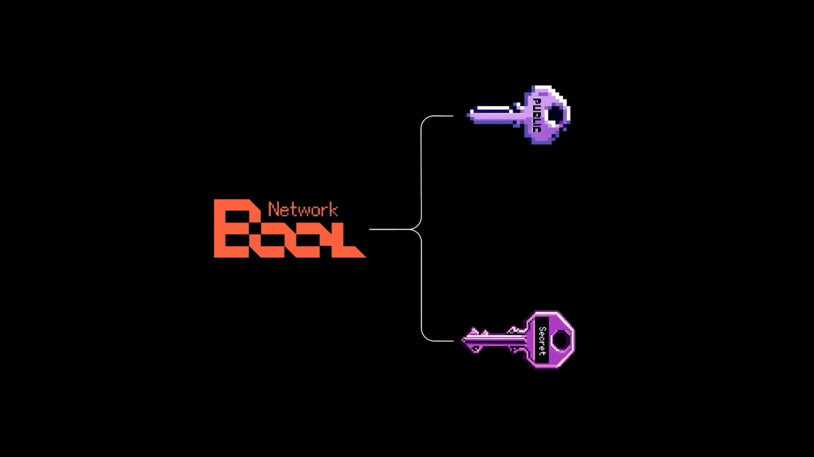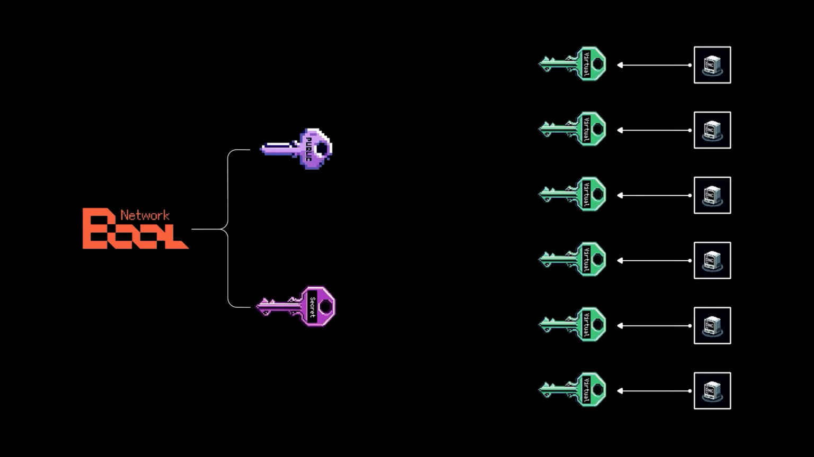During this collaborative process, the Bool Network generates a collective account address and a corresponding public-private key pair for the committee. Each member computes its respective virtual key, and the valid private key shards are hidden within the virtual keys.